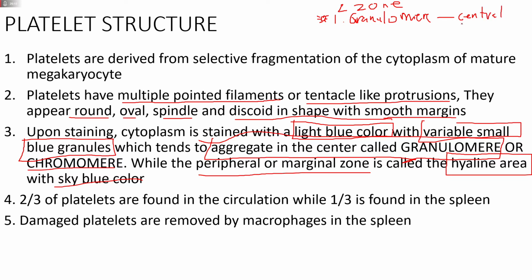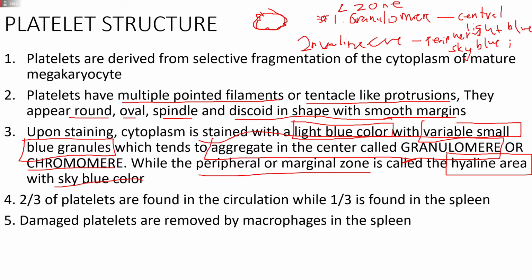This is the central part. Central part yan. And ang itsura niyan class would appear light blue in color pag in-stain ng Wright stain. While yung second zone niya would be the hyaline area. Now, this would appear in the periphery. So, pag sinabi niyong periphery, yung outer area. Ito, dito. Periphery siya, and it would appear sky blue in color.